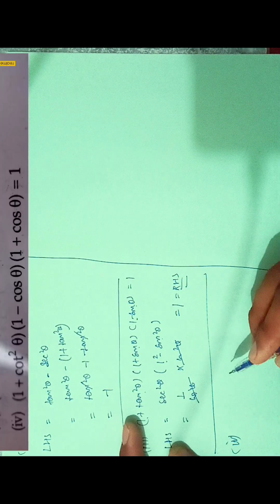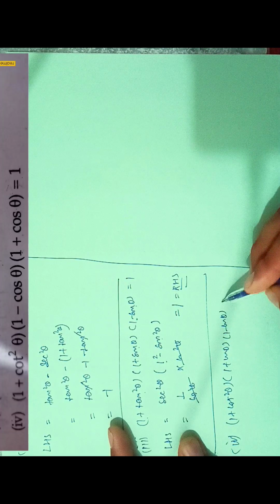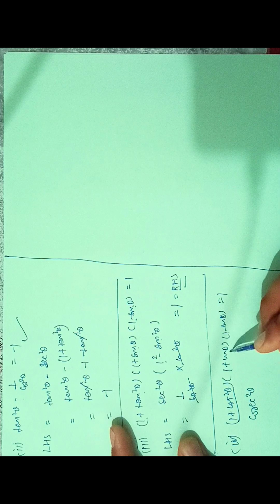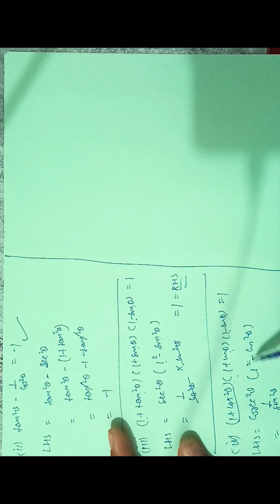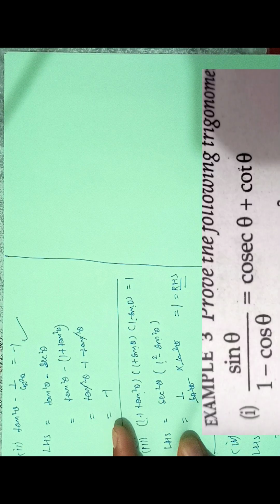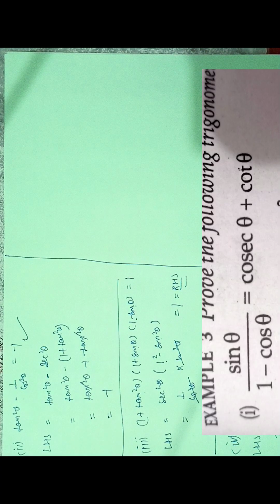The fourth question is similarly, given (1 plus cot square theta) into (1 plus cos theta) into (1 minus cos theta), and you have to prove this as 1. Okay, 1 plus cot square theta, that is cosec square theta, and (1 plus cos theta) into (1 minus cos theta), a plus b, a minus b, so it will be a square minus b square. This is the left hand side. Instead of cosec square, I'll use 1 upon sin square, and the square of 1 is 1, 1 minus cos square, and 1 minus cos square is sin square theta. Sin square will be cancelled by sin square, and we're left with 1. Okay, it was question number 4, and it was example number 2.